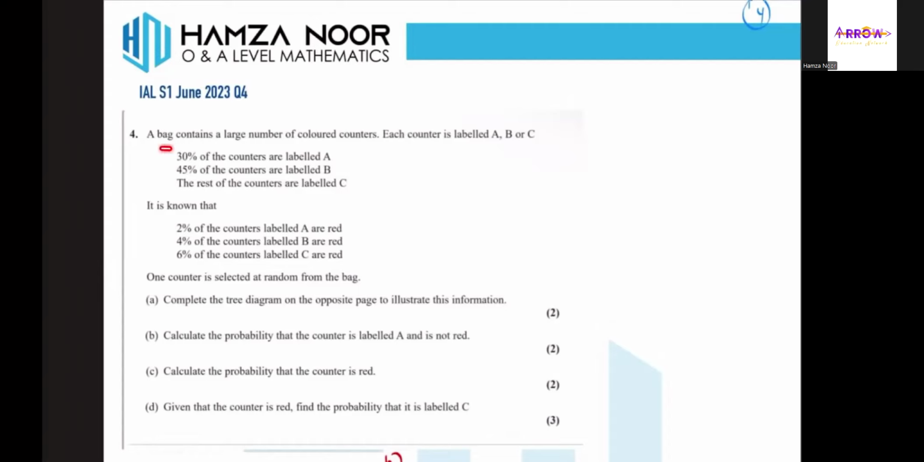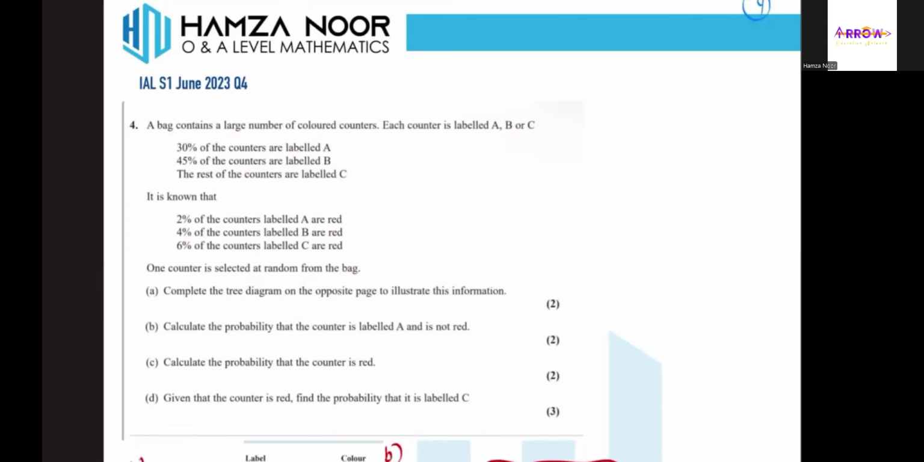So the question is saying that a bag contains a large number of colored counters. Each counter is labeled A, B or C. 30% of the counters are labeled A, 45% of the counters are labeled B, and the rest of the counters are labeled C. It is known that 2% of the counters labeled A are red, 4% of the counters labeled B are red, and 6% of the counters labeled C are red. One counter is selected at random from the bag. Complete the tree diagram on the opposite page to illustrate this information.